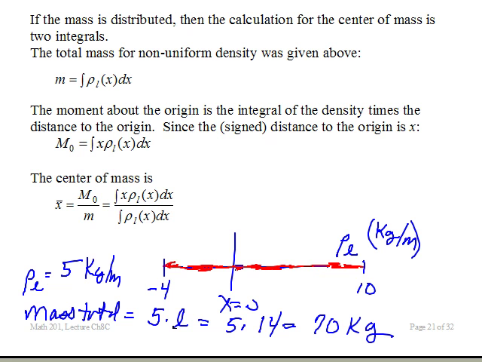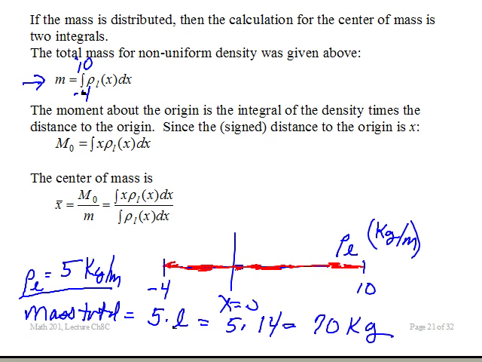If rho L is not constant, but instead varies, like I showed here in red, then you must integrate. Here's the expression for it. We derived this before. We have to integrate, in this case, between minus 4 and 10 of rho L of x, the linear density that varies with x, times dx, or integrate with respect to x.